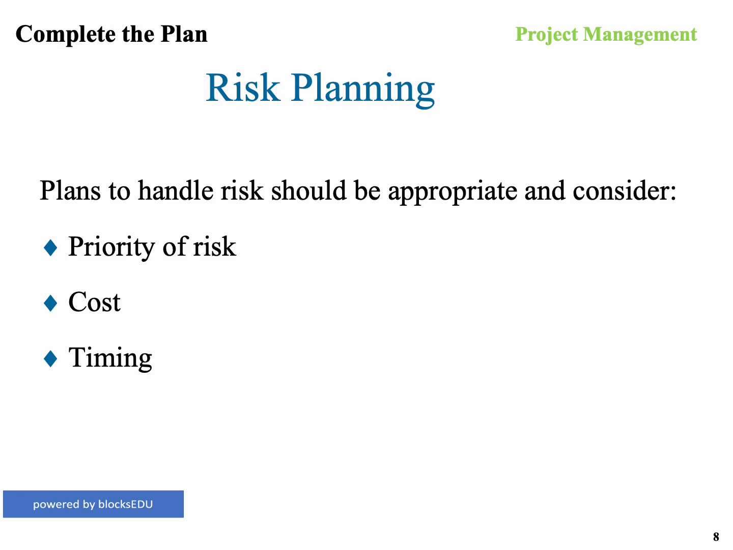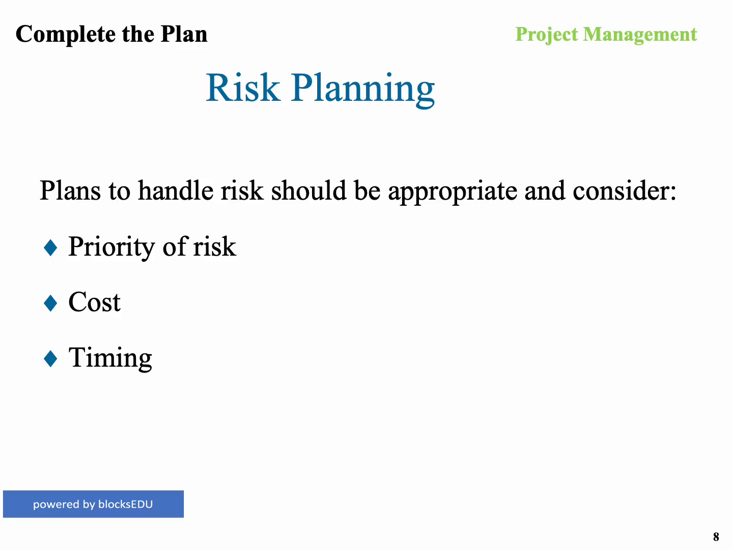So the plans to handle risk should be appropriate and consider the priority of the risk and the cost of the risk and the timing of the risk. So when you create a plan, the plan can't incur more cost or take longer than if you just allowed the risk to actually occur. One thing that happens with project managers, they have very elaborate plans for when a risk actually happens. And the reality is that costs more and takes longer than if the risk actually occurred.